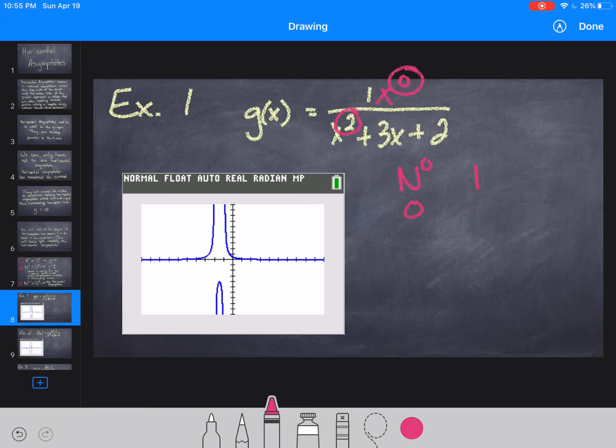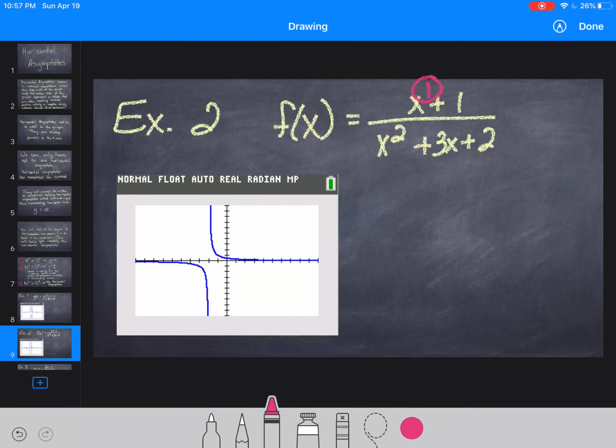If I compare, the degree of the numerator was 0, and the degree of the denominator was 2. 0 is less than 2, so the degree of the numerator is less than the degree of the denominator. When this happens, we said we always end up with a horizontal asymptote at y equals 0. And I can tell that if I were to make a horizontal line at y equals 0 and extend it all the way to the left and all the way to the right, the graph gets really, really close to it, but it never crosses it.